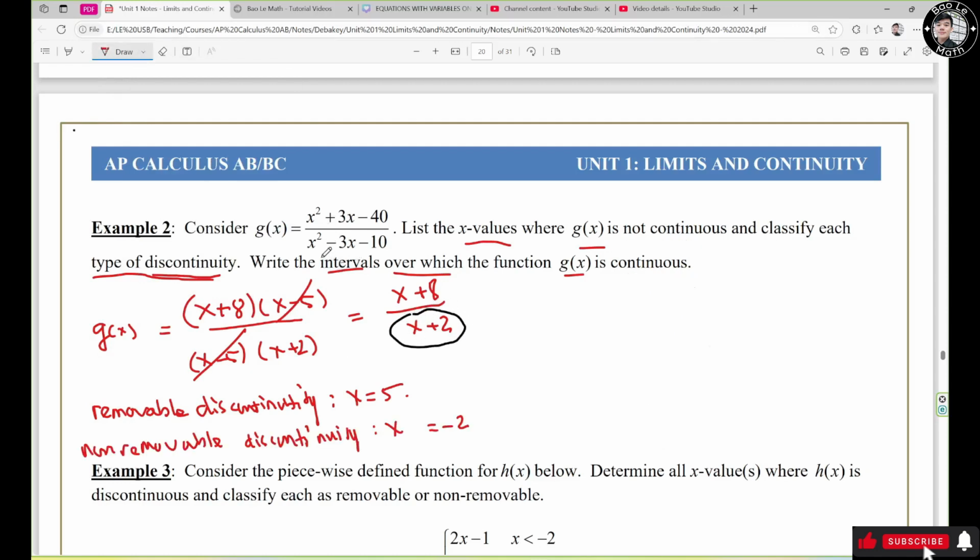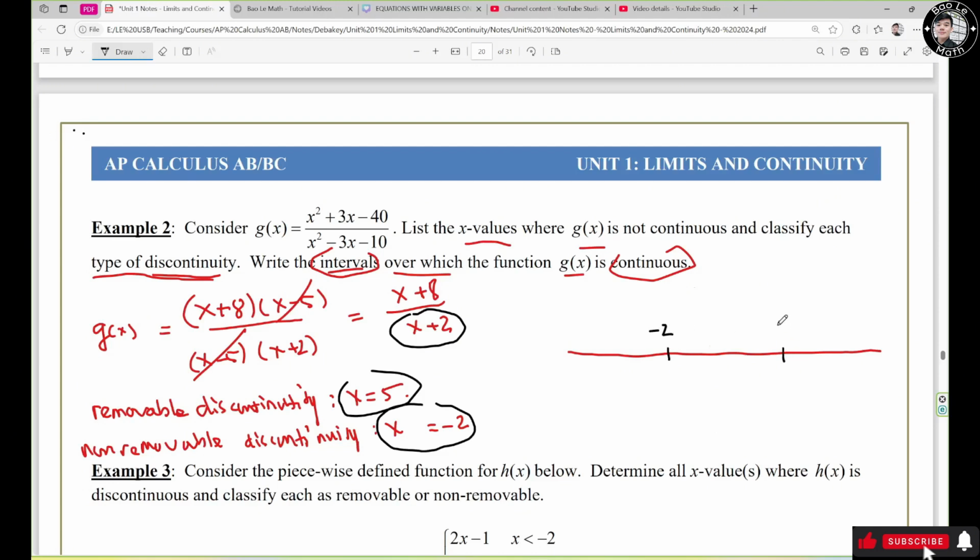Alright, next one, we need to write the intervals over which the function is continuous. So you need to draw the number line, and you're going to put all candidates on the number line. The first candidate is s equals 5. The second candidate is -2. So -2 is less than 5. You need to put -2 first, and this one 5 right here. On the left-hand side you need to put negative infinity, and on the right-hand side you need to put positive infinity.